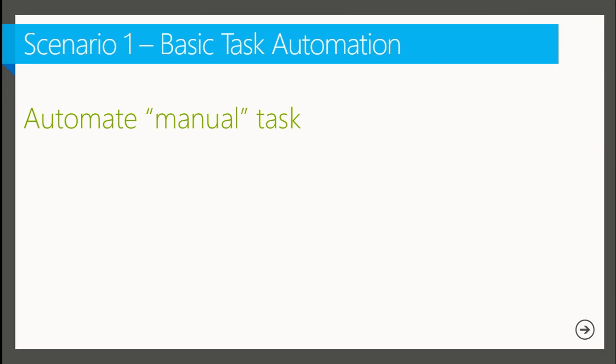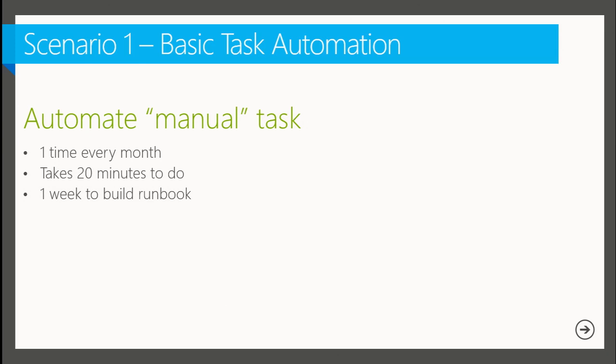Yeah. So let's look at a couple of scenarios here just to apply these criteria in a real way. So we have manual task X. Doesn't matter what it is. User onboarding, restarting a service, rebooting a server, whatever. It happens once a month. It takes us 20 minutes to perform this task. And we figure it's going to take us more or less about a week to build this runbook.